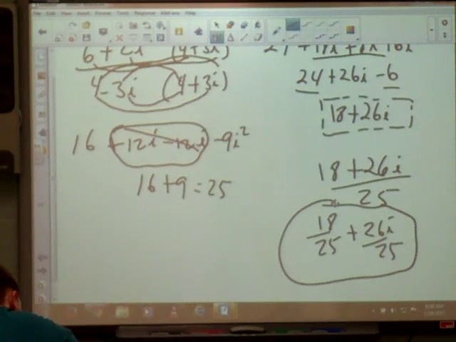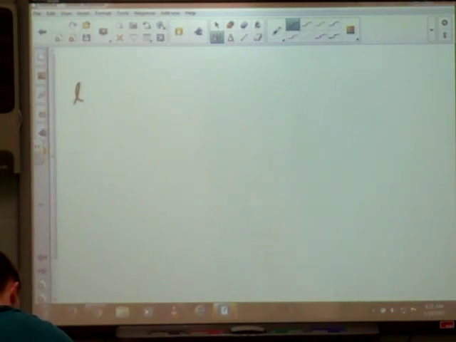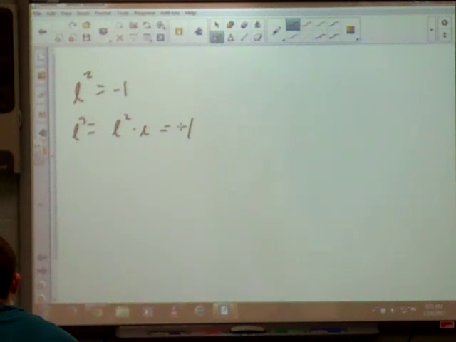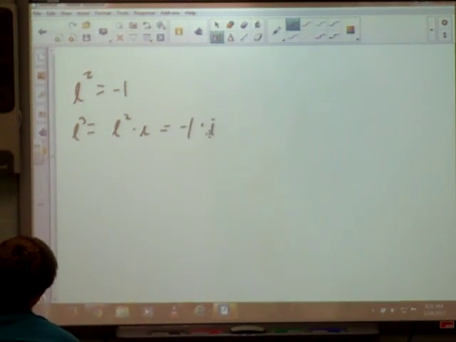Powers of i. Last thing we have to talk about. Everybody got what you need here? If I said i squared equals, you would say negative 1. If I said i cubed equals, you say it again. Okay, i cubed is the same as i squared times i, right? Which is i squared, negative 1, times i. So that is negative i.